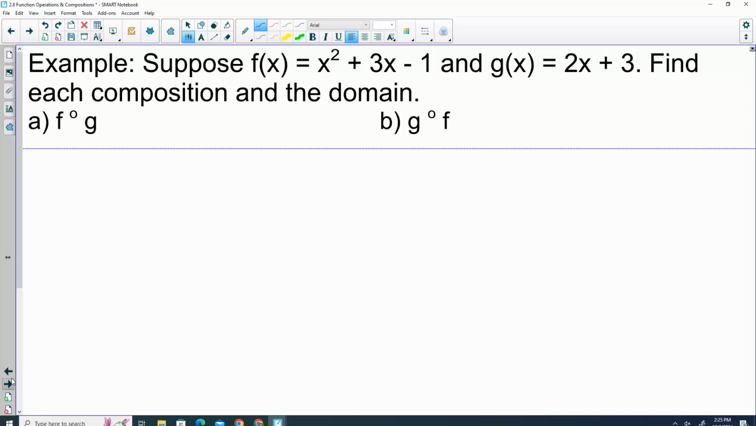On this one, I'm probably not going to do both. It's going to be A. So let's say our functions are f of x equals x squared plus 3x minus 1, and g of x is 2x plus 3. The first thing I'm going to do is find this composition, f composed with g, and then I'm going to give its domain.